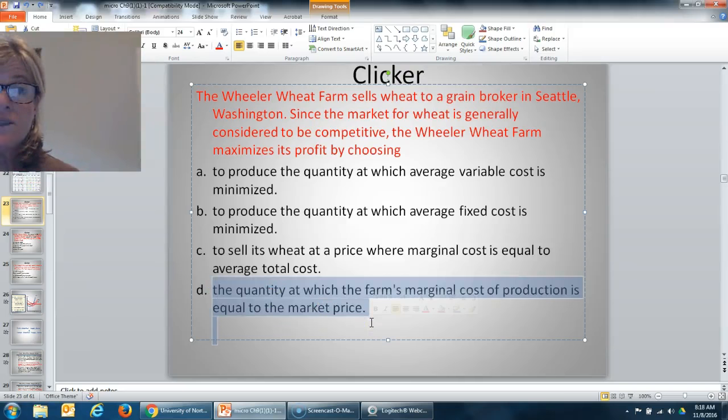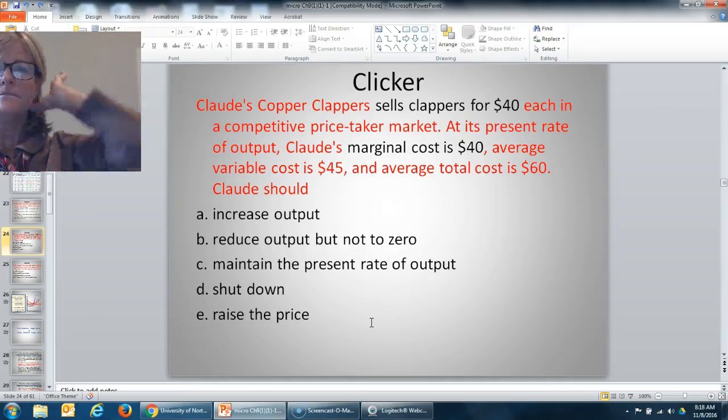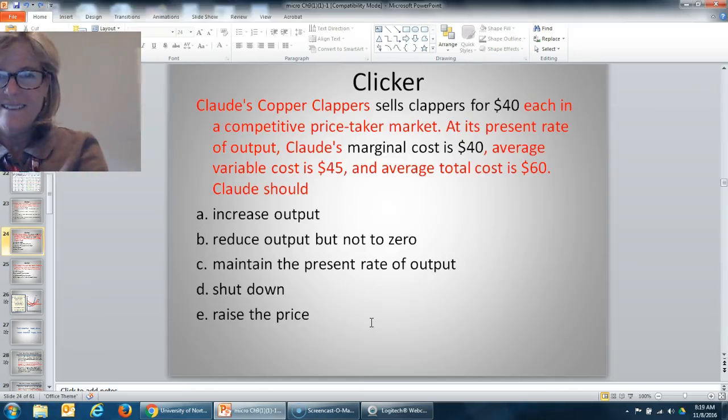That's how firms will behave. How about this one? All right, so they sell their clappers for 40. At the present rate of output, marginal cost is 40. So should they increase or decrease output? Marginal revenue equals marginal cost. Should they increase or decrease output? No. Marginal revenue equals marginal cost, so they should not change their output level.